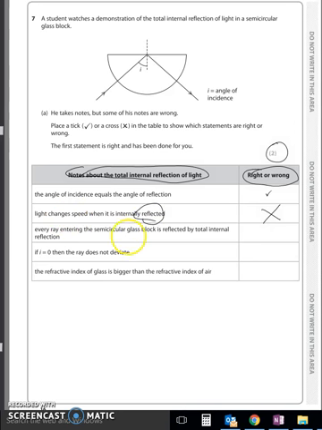Every ray entering the semicircular glass block is reflected by total internal reflection. We know that that's wrong because you have to be above a certain angle before you are totally internally reflected, so it won't be every ray. If I equals 0, the ray does not deviate. Well, that's true. If it just goes along that line, then I would equal 0, and it would just continue straight through the block. The refractive index of glass is bigger than the refractive index of air. That is true.